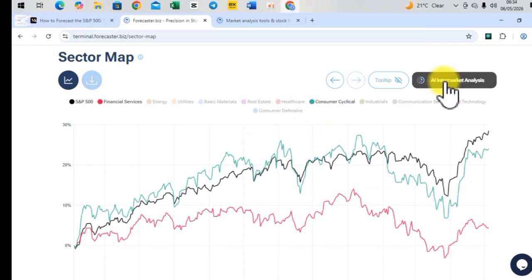Here we have the AI intermarket analysis. We shall come back to it, but it will give us a summary of what's happening, the data backing what is happening on the S&P 500, with a conclusion.